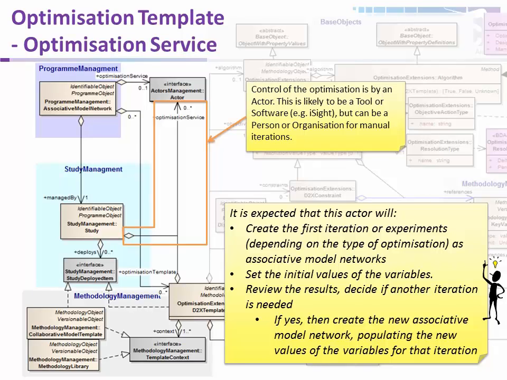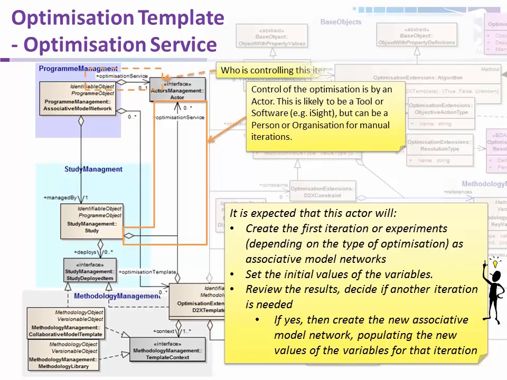Assuming it's an iterative optimization, it's expected that this service will create the associative model networks for the first iteration and set the values for the variables, and then data for the models will be generated and the key values computed. The service will then analyze these results and decide if the next iteration is needed, creating that iteration and populating the variables, etc. In a design of experiments type of optimization, it is expected that the service will decide how many experiments are needed and the values of the variables for these. It will then create the associative model networks for each of these experiments.